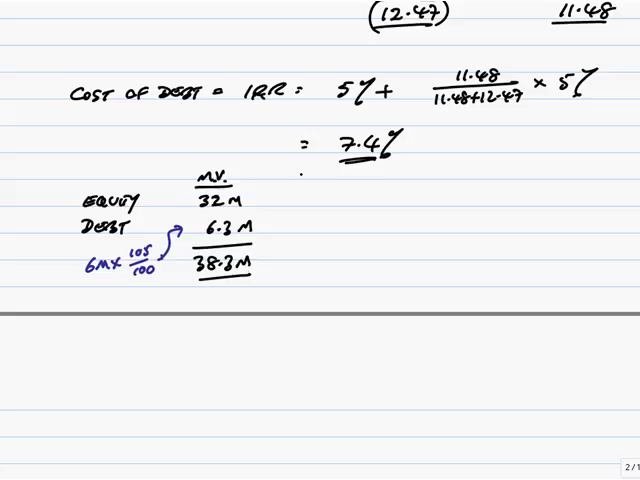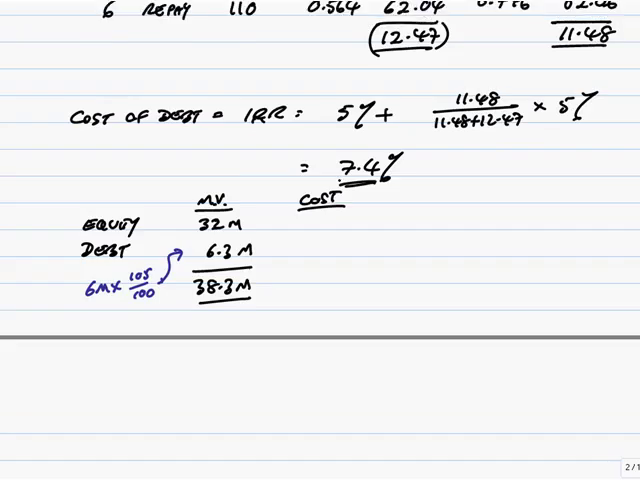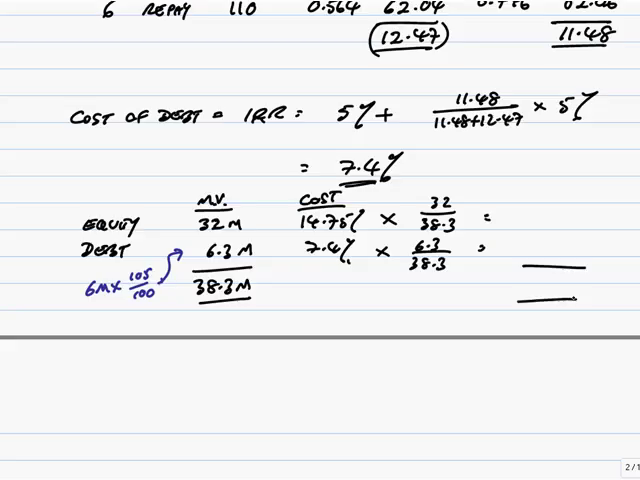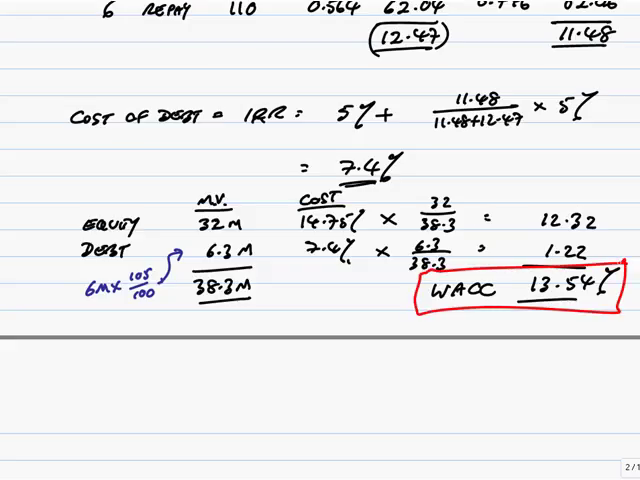We'll weight the costs by those market values. The individual costs, again, equity we calculated at 14.75, debt 7.4. Well, weight them by the market values. Equity is 32 out of a total of 38.3. Debt is 6.3 out of that total. And so multiply and add. And there we are. There is the weighted average cost of capital: 13.54%.